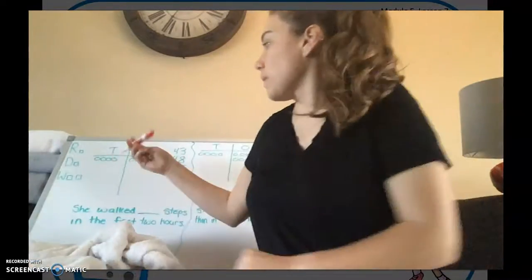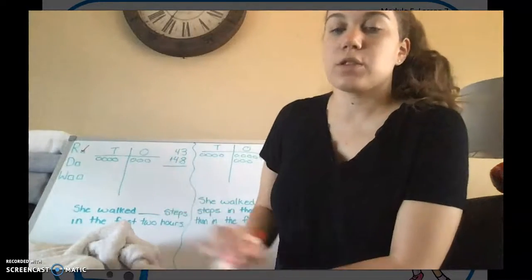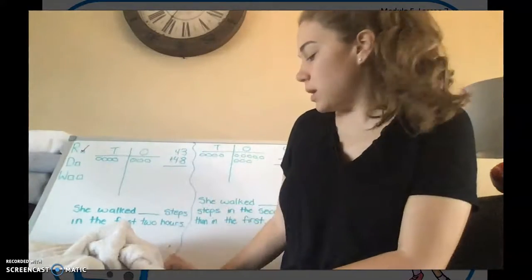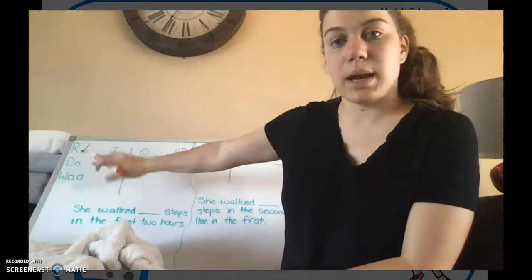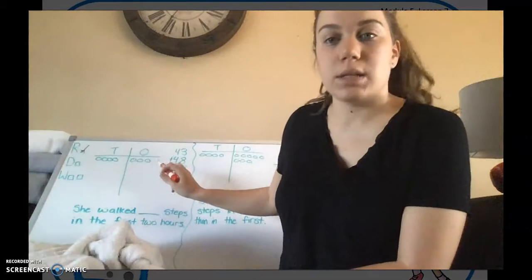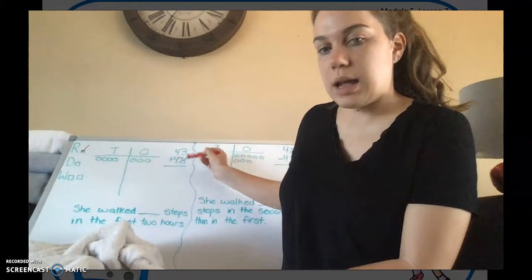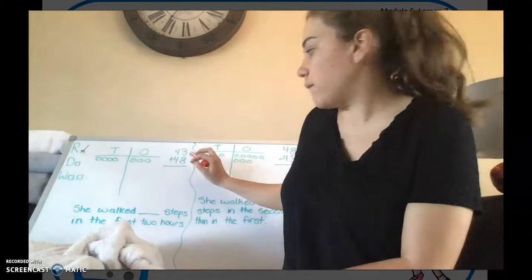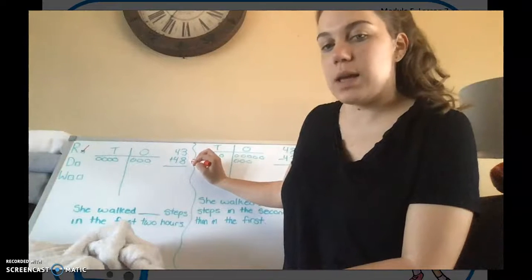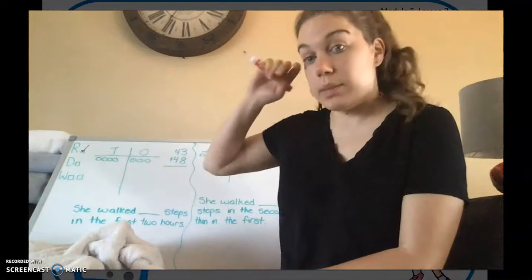And on my board, I have a read, draw, write checklist. So we read our problem. So they want to know, and I split my board in half because there's 2 different parts. So right now we're going to work on this part over here. So they want to know how much they have all together. So we need to add the first hour and the second hour together. So we have 43 from the first hour and 48 from the second hour. So I already have 43 on my board.